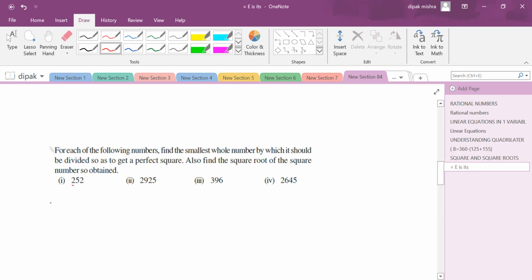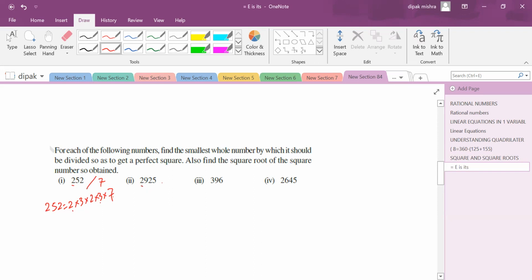So 252, you prime factorize 252. It will be 2 into 3 into 2 into 3 into 7. So you are finding pairs of 2s and 3s, but 7 is alone. So if you remove this 7, we get a perfect square. So this should be divided by 7.